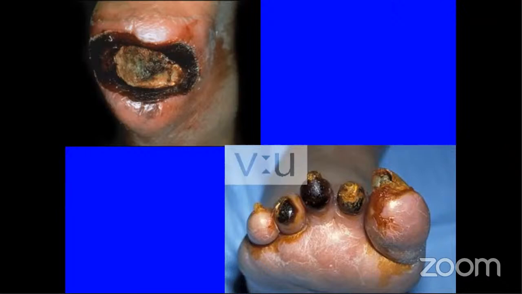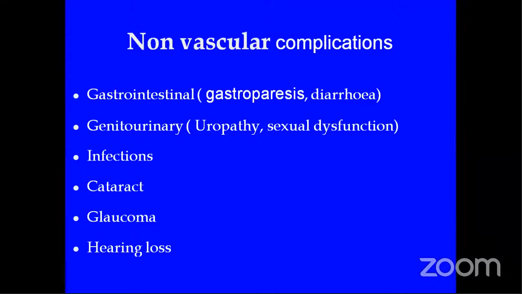Then now it's very clear there's chronic complications: macrovascular complications, stroke, myocardial infarctions and peripheral vascular disease, gangrene, ulcer. Okay, understood? Microvascular complications means diabetic retinopathy, proliferative, non-proliferative, and then macular edema, then nephropathy. And then what are the non-vascular complications? Cataract, gastrointestinal diseases such as diarrhea, infections, glaucoma, then genitourinary diseases like uropathy, hearing loss.